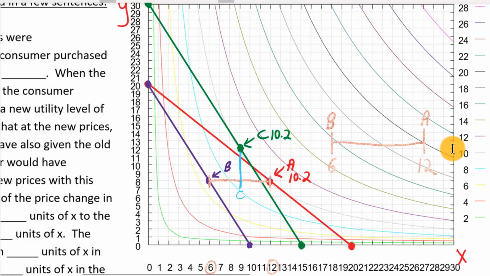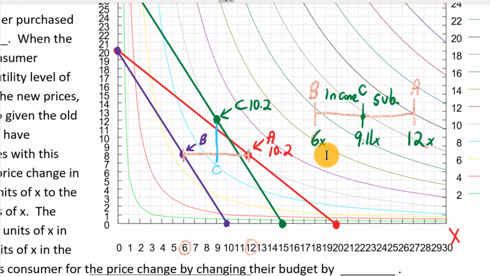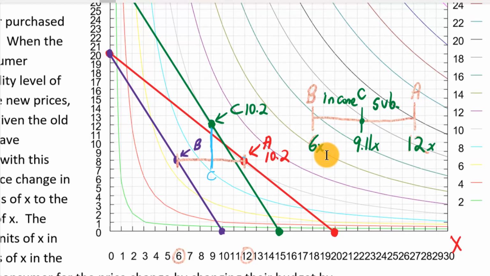So if we finish our little graph over here, our solution for the decomposition basket was 9.11 x's, right? So these are all amounts of x here. We have 6, 12, this is point C. So as we said on the graph here, the move between A and C, that represents the substitution effect. Between C and B is the income effect. So to sum this up, what we want to know is, what's the total change in X? Well, the total change in X was 6. We used to buy 12, now we're buying 6. So we're buying 6 units less.